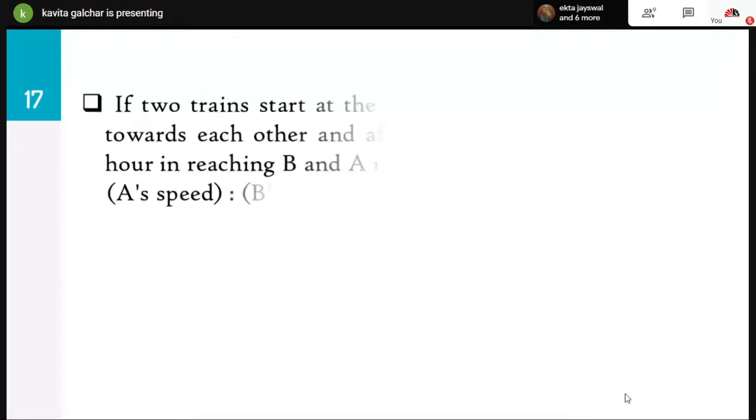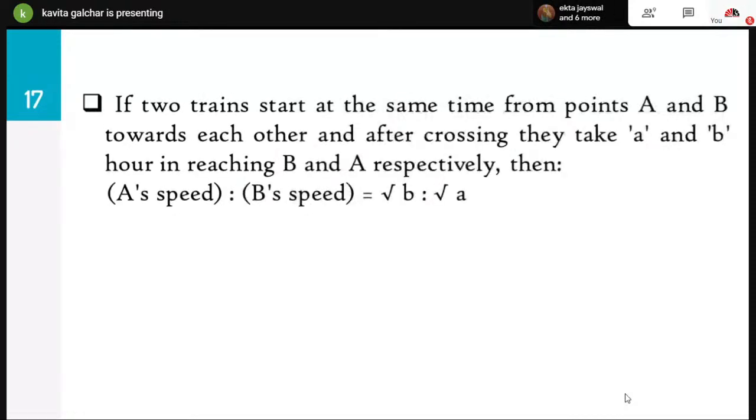Next, if two trains start at the same time from point A and B towards each other, and after crossing they take a hours and b hours in reaching B and A respectively, then the ratio of their speeds A to B is under root b to under root a, where a and b are the times in hours.